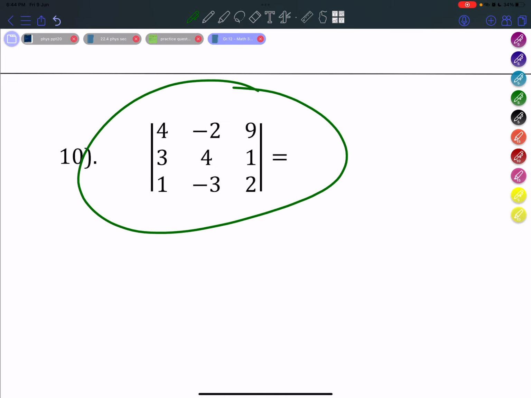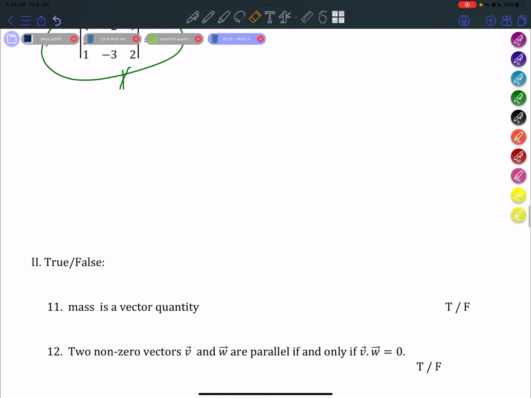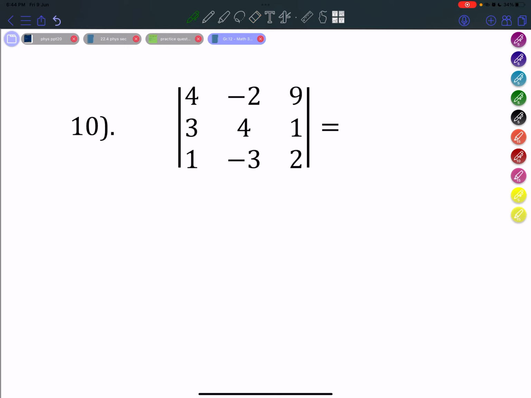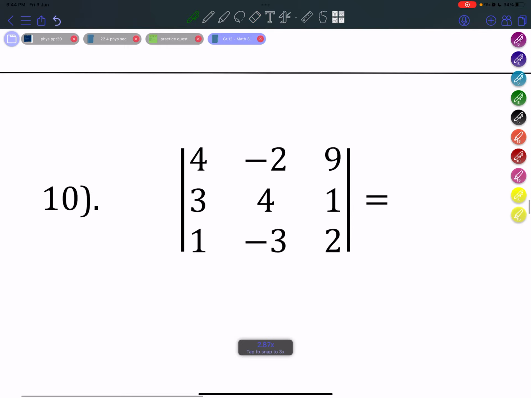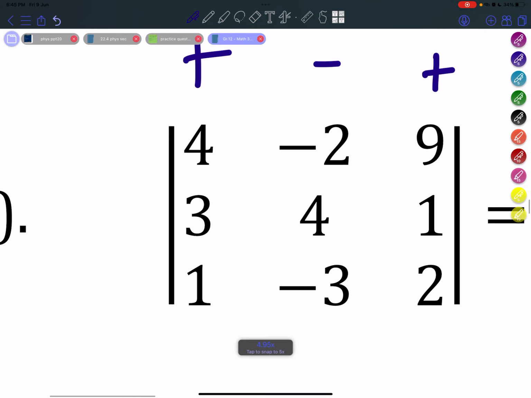Okay, so the value of this matrix, question number 10. I'll leave true or false for the next video. For now, to get the value of this matrix, it's very simple. First of all, we'll take the first number here on the top. Well, before that, we have to label the first number as positive, the second number as negative, and the third number in the column section as positive again. So plus, minus, plus. Always remember this order. Okay, so let's begin solving the question.